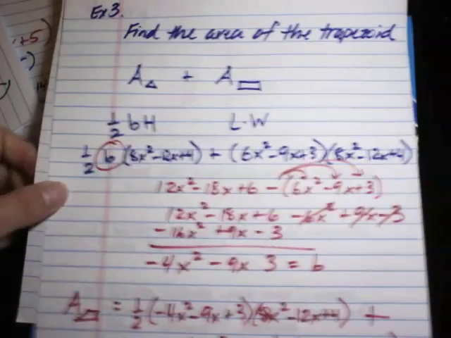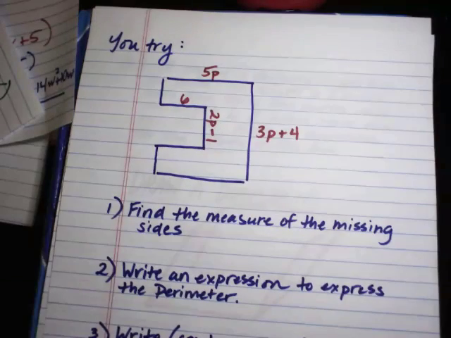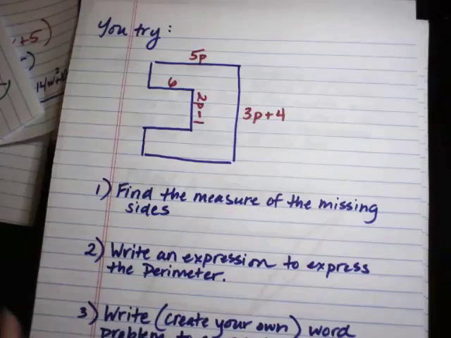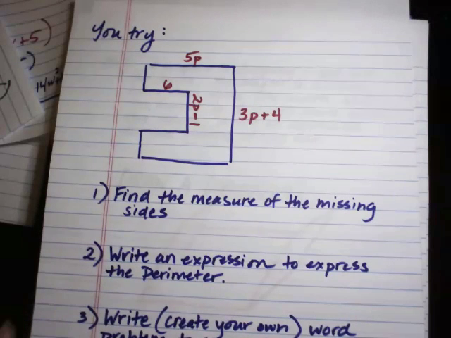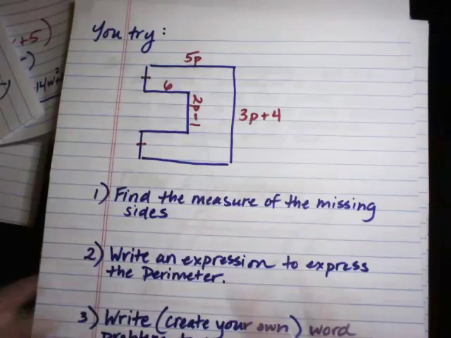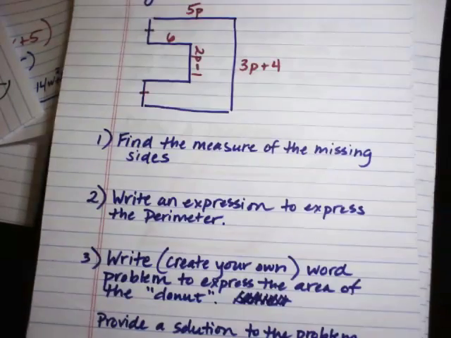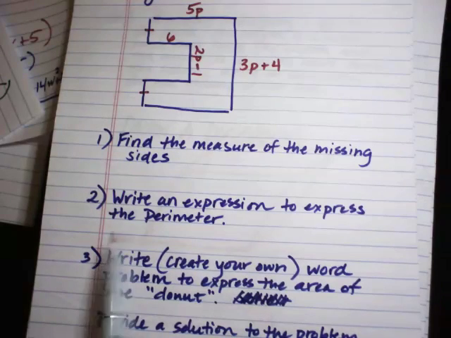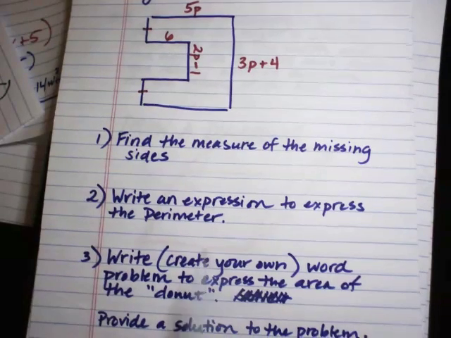Okay, so I'm only going to give you one problem, but there are many pieces to the problem to do. If you are given this diagram, I want you to do a number of things. First, find the measure of the missing sides, okay? And just to help you out, this side will be the same as this side. You also want to write an expression to represent the perimeter.